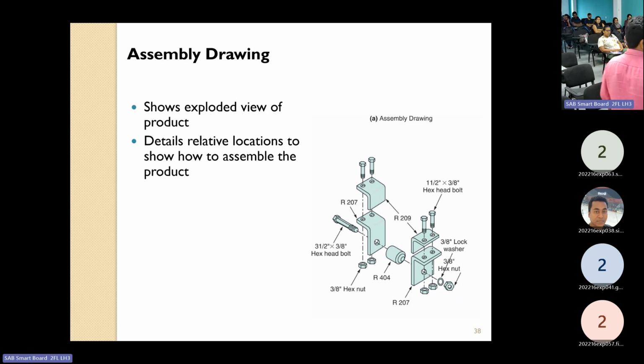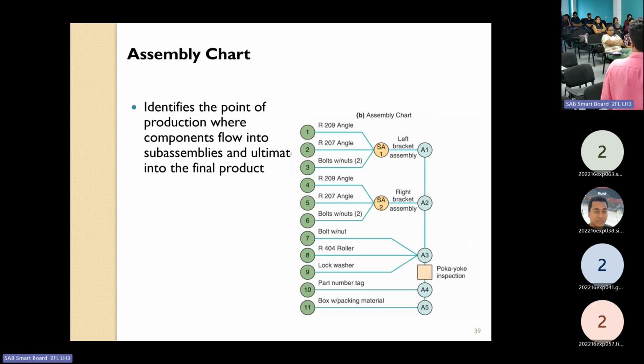So for each new product, they will have to prepare something like this. And then the assembly chart, as you can understand, shows how these different parts are combined together in the complete assembly process. So that shows how to get the product done.